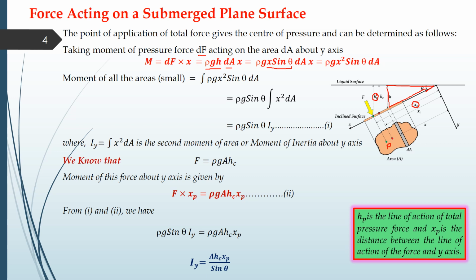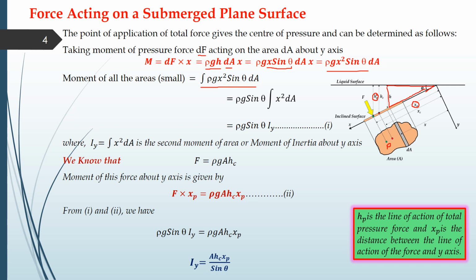Since it is a moment of a very small area, we have all the areas over here, because we have a number of strips which will be encompassed by this complete area. So the moment of all those small areas will be given by the integral of this moment which we have obtained over here. The integral of all these moments will give you the moment of the complete surface, or the total surface area, about the y-axis.